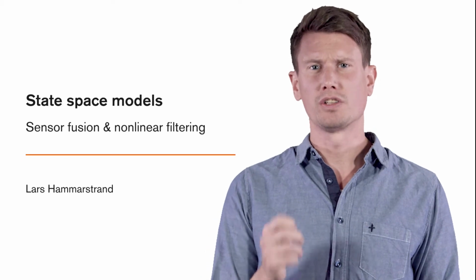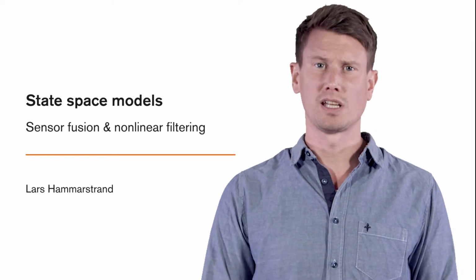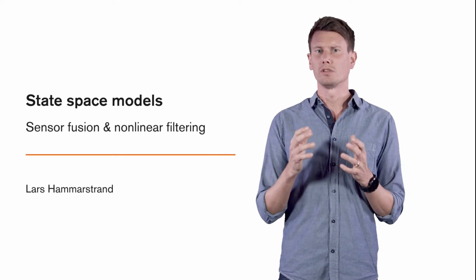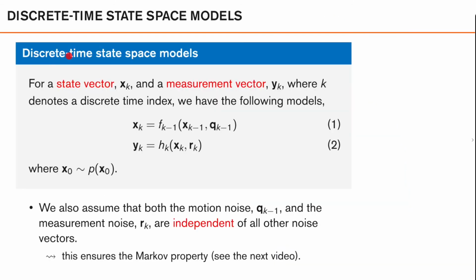We will focus our attention on discrete time state space models, as it's often enough to estimate our state with a certain time interval. So, a discrete time state space model models a so-called state vector, which we denote xk, and a measurement vector, which we denote yk, where k here is a discrete time index in both cases.